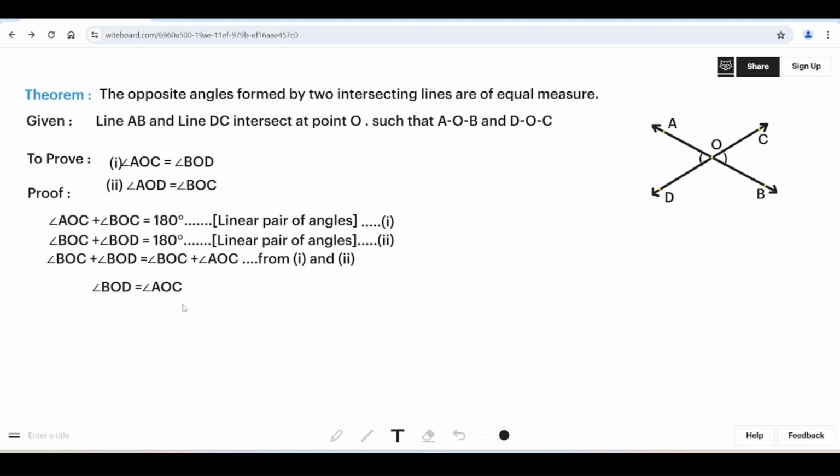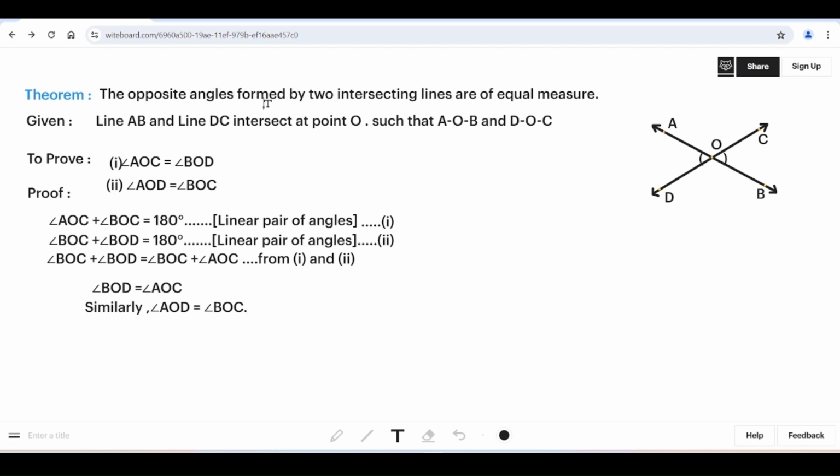And that's our first proof. And therefore we have proved our first proof. Now similarly, we can prove that angle AOD is equal to angle BOC in a similar manner. So in this way we have proved our theorem, that is, logically we have proved it.